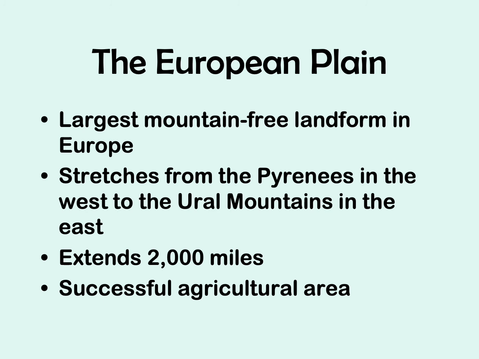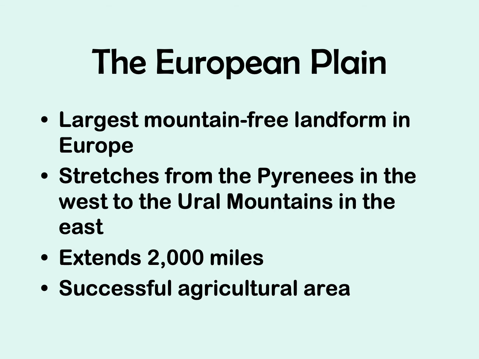Now onto the European Plain. It's going to be the largest mountain-free landform in Europe. So none of this area is going to have mountains in it. It is just a plain. It's very flat. It's going to stretch from the Pyrenees Mountains in the west all the way to the Ural Mountains in the east, and it's going to extend 2,000 miles. So this is a very flat area between the Pyrenees and the Ural Mountains.